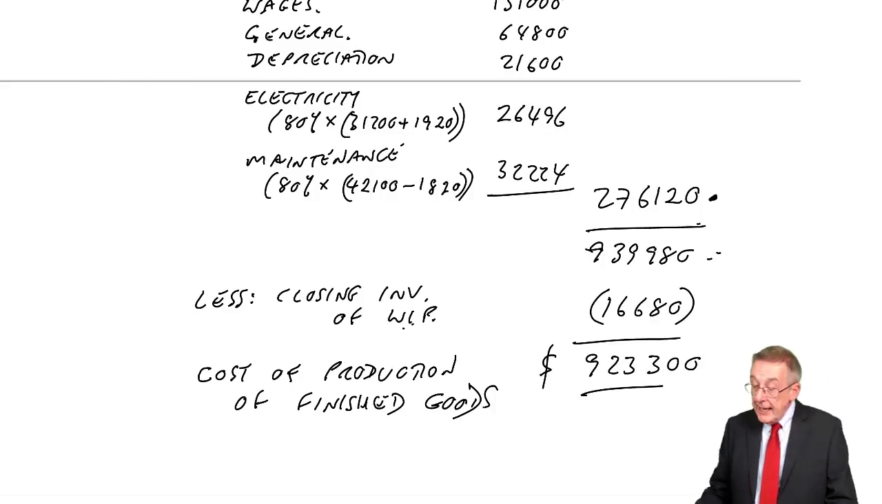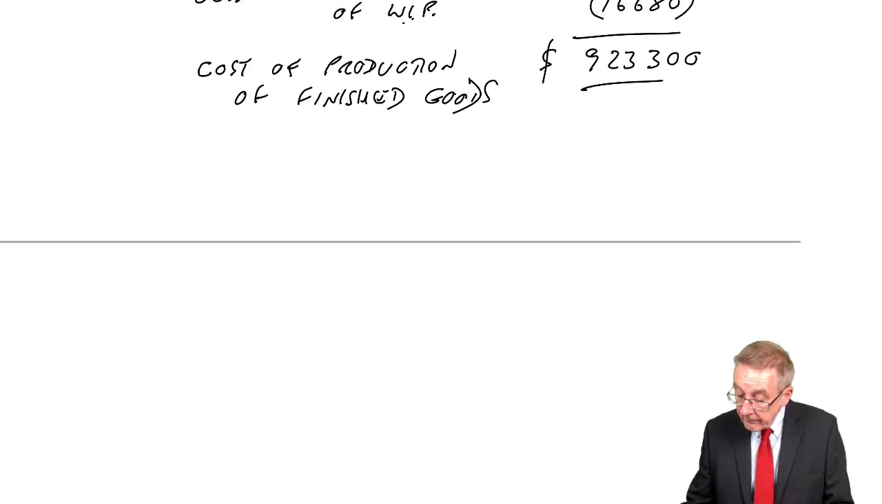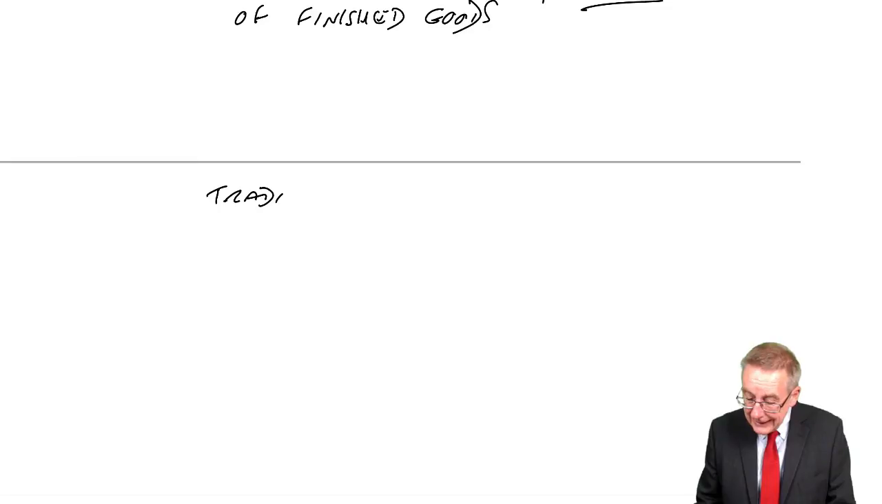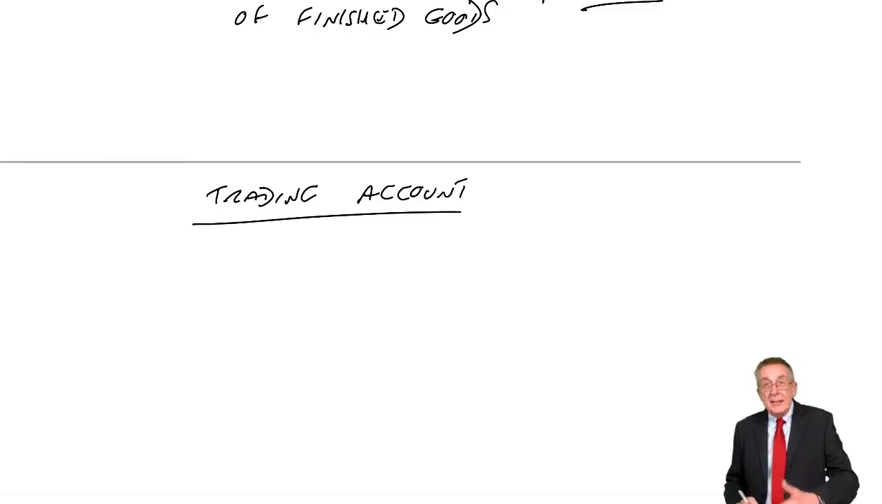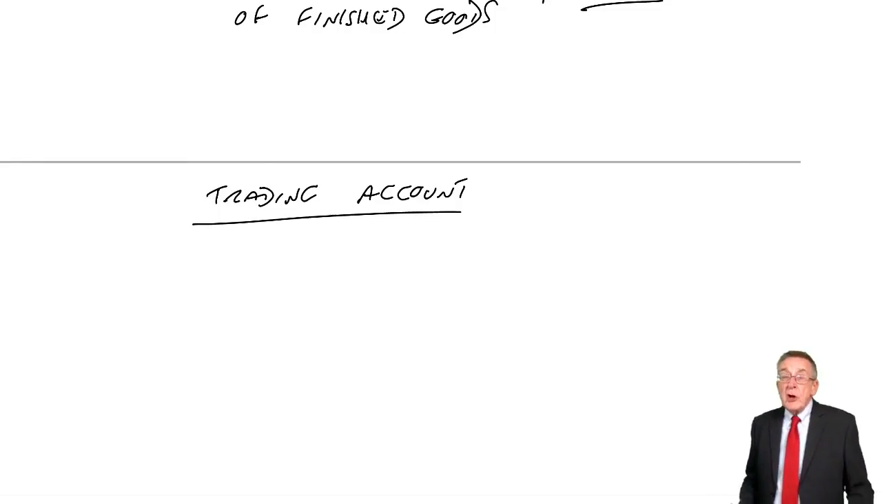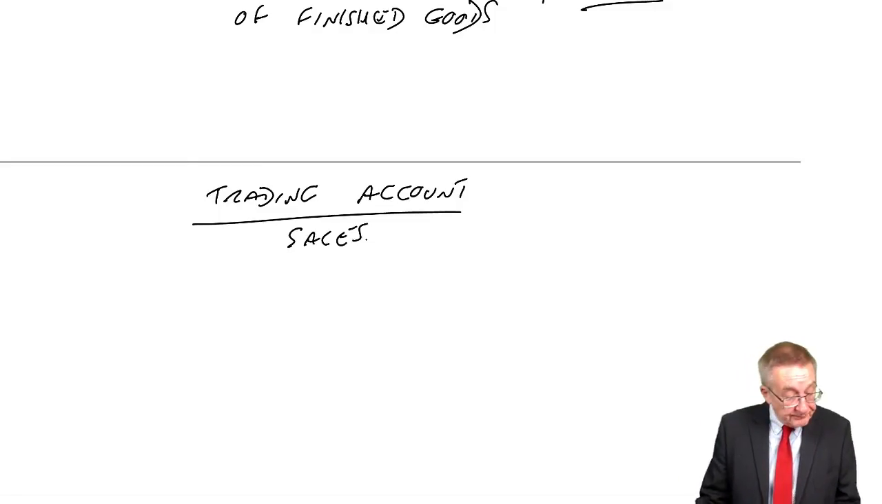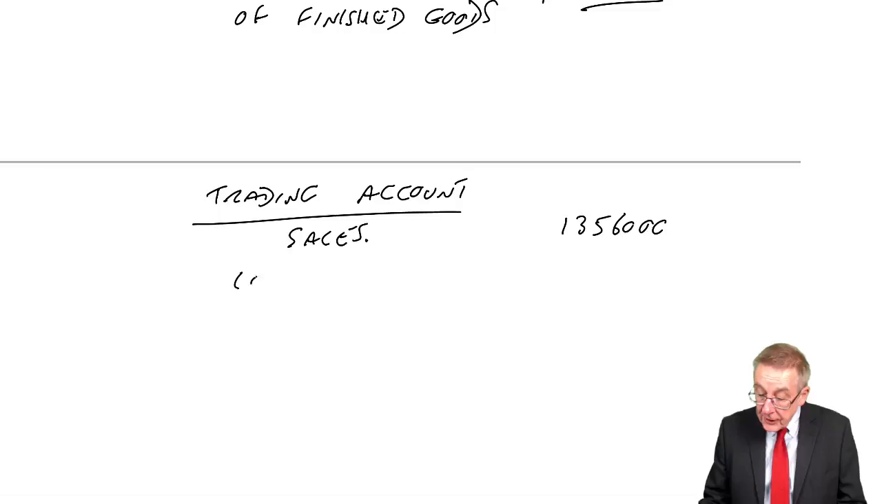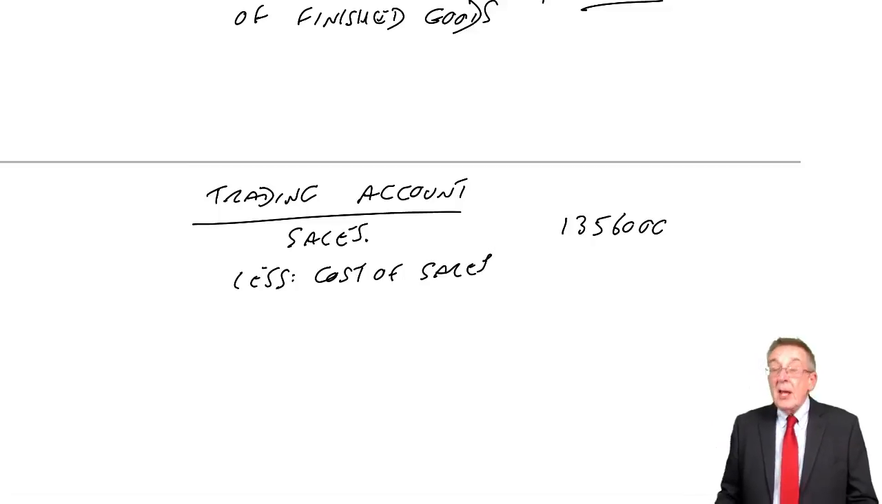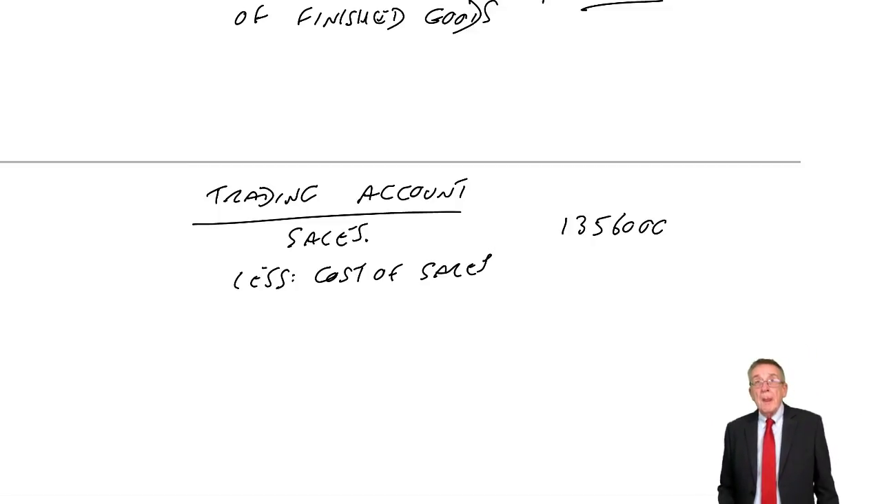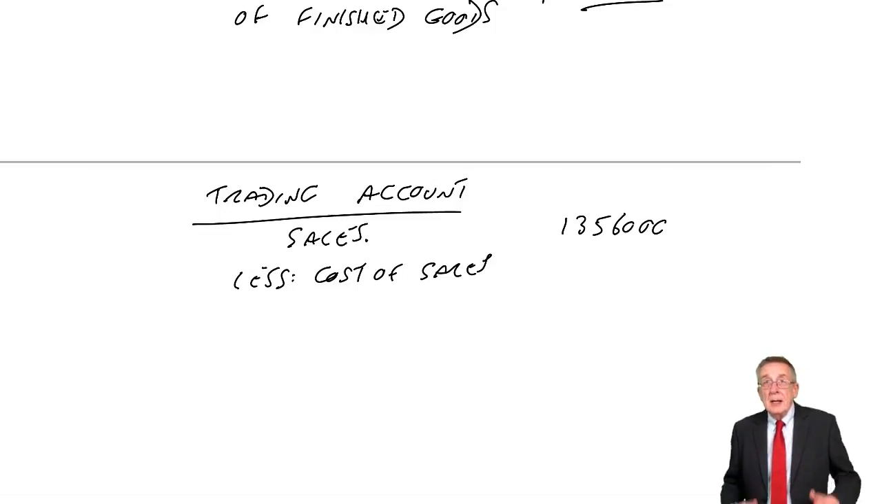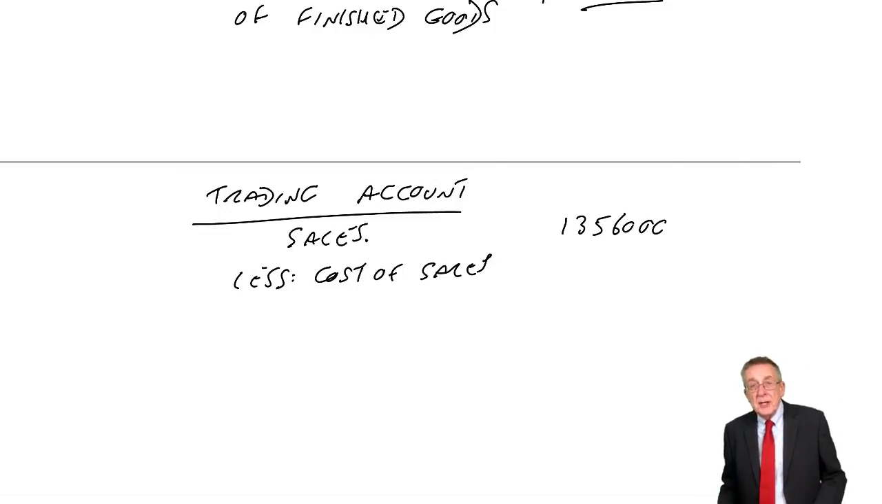Because now I can do the trading account as normal. The trading account, remember, it's the top bit of the statement of profit or loss. Trading account, exactly as we've been doing all the way through the earlier chapters. We take the sales from the list of balances, 1,356,000, less the cost of sales. And how are we going to get the cost of sales? As always, it's opening inventory plus the cost of what we made less the closing inventory.